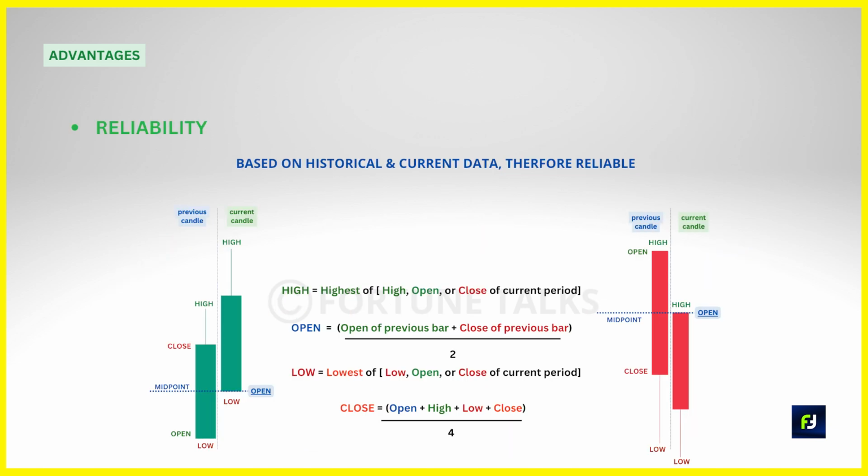Third and most important point is reliability. Heikin Ashi is a very reliable indicator, providing much more accurate results. It uses historical data, which is quite dependable.